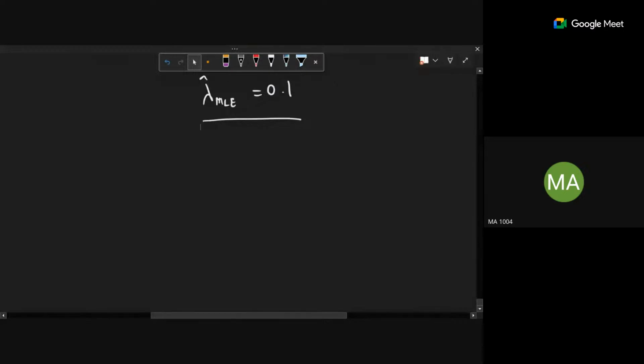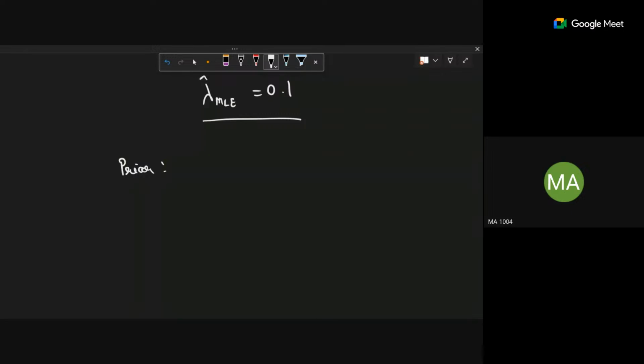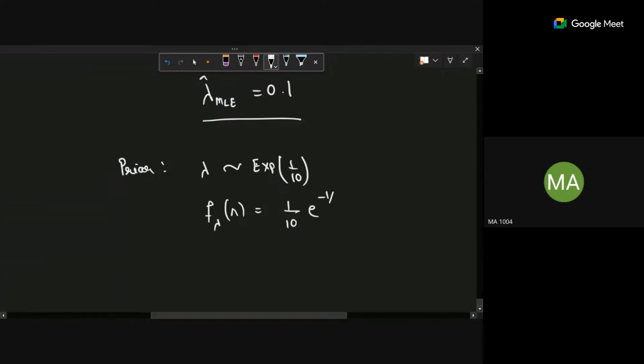So the likelihood distribution we know. Now for the prior they have given us that it is following exponential 1 by 10, right? That means the distribution for this lambda will be 1 by 10 e raised to the power minus 1 by 10 lambda. Okay, just change the notation accordingly.